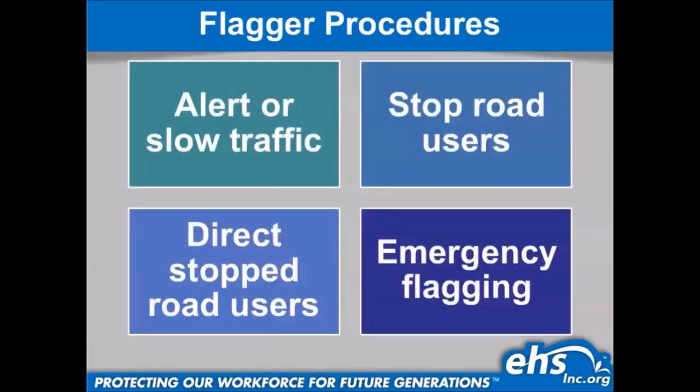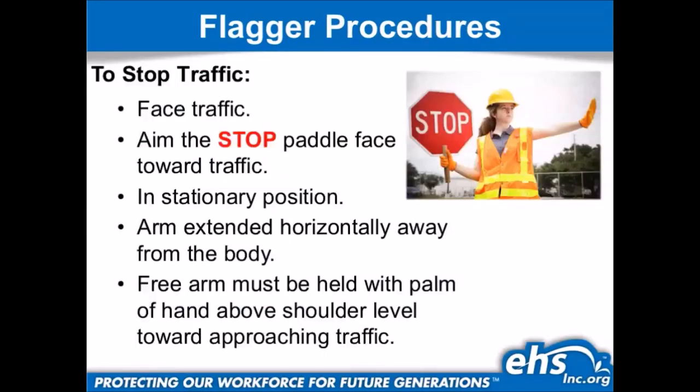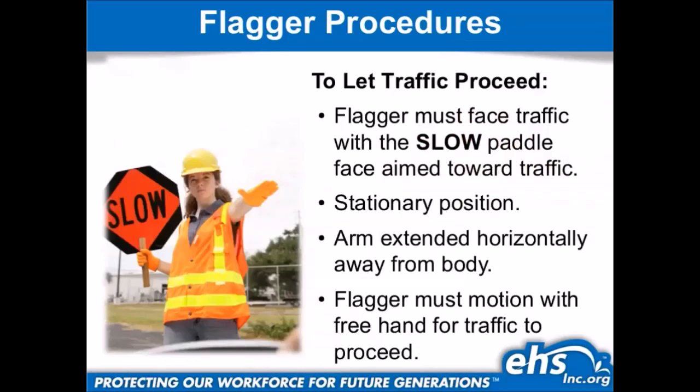So again, flagger procedures: they have to know how to alert traffic and tell them to slow down. They have to tell them effectively, giving the correct hand signals to stop, proceed, and slow down. Emergency flagging has its own set of hand signals as well. Here we've got the hand signal for stop: stop paddle facing the public traveling on the roadway, hand out, telling them to stop. Pretty easy.